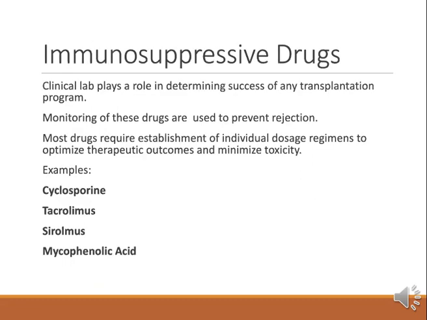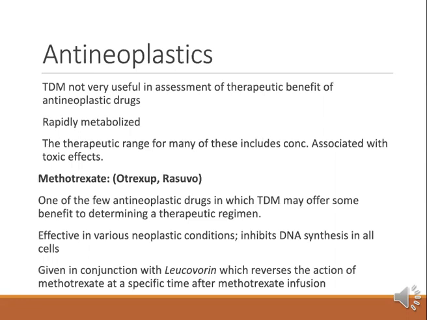Some immunosuppressive drugs are also given, and again, the clinical lab plays a big role in determining the success of any transplant program. So monitoring of these drugs is used to prevent rejection of the new organ. Most of these drugs require establishment of individual dosage regimens to optimize the therapeutic outcomes and minimize toxicity. Some examples of immunosuppressants are cyclosporin, tacrolimus, sirolimus, and mycophenolic acid. You might have heard of some of these.